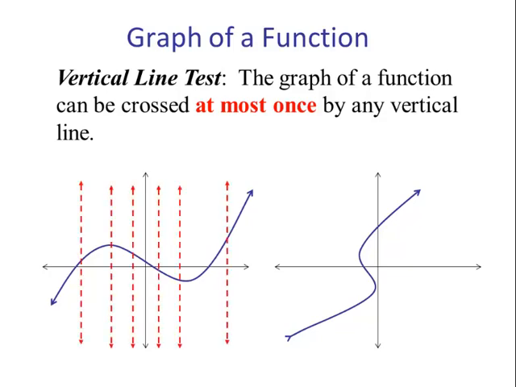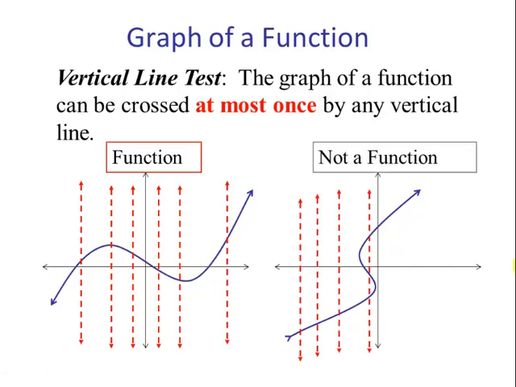So we can see the first graph is a function because at each x it is only intersecting the graph in one spot. If we look at the next graph, this is not a function because for this one x we're having multiple values of y, so it fails the vertical line test. It is intersecting the graph in more than one spot.